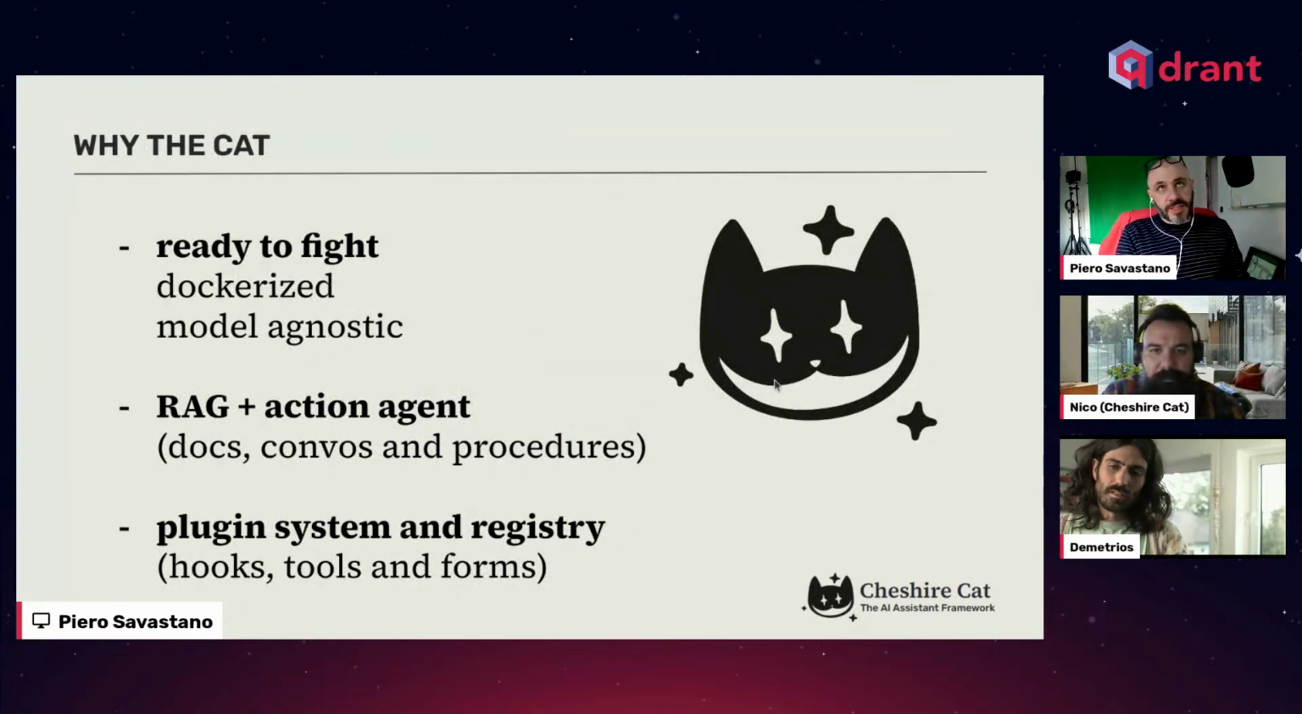These are the main features. So the first feature of the cat is that it is ready to fight. It is already Dockerized. It's model agnostic. One command in the terminal, and you can meow. The other aspect is that there is not only a retrieval augmented generation system, but there is also an action agent. This is all customizable. You can plug in any script you want as an agent, or you can customize the already present default agent.